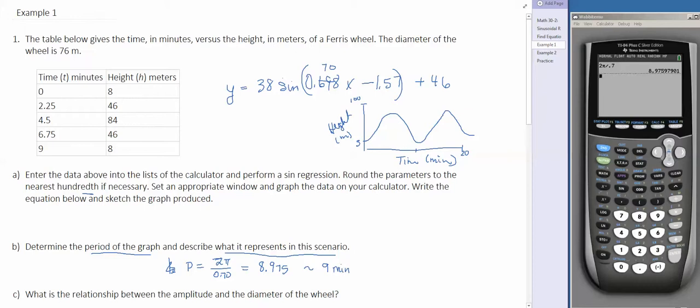And it asks us to describe what it represents. And what it says is that the Ferris wheel takes 9 minutes to make one complete revolution.